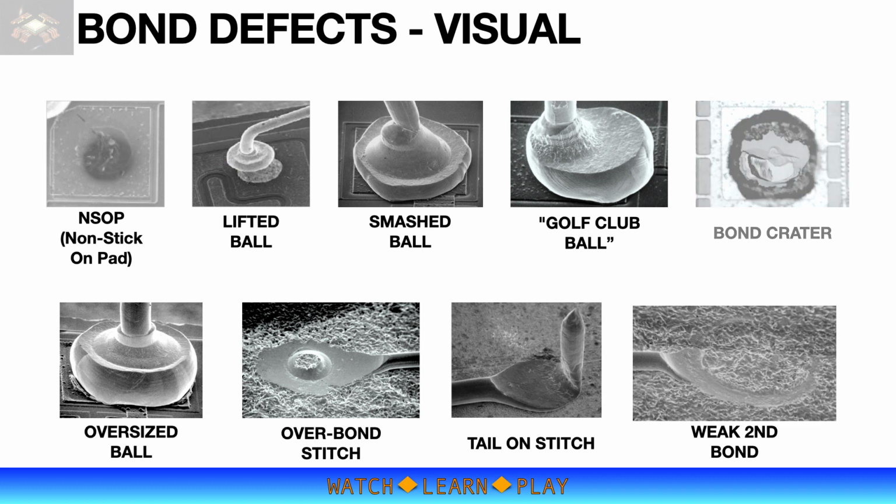Bond crater is a defect where part of aluminum bond pad or metallization came up with the smash ball, exposing and damaging the oxide layer underneath, which looks like a crater. This defect is typically associated with bond parameters being too high or not optimized. Some devices are more prone to bond crater than others. In this case, it is quite important to optimize bond parameters to address the problem.